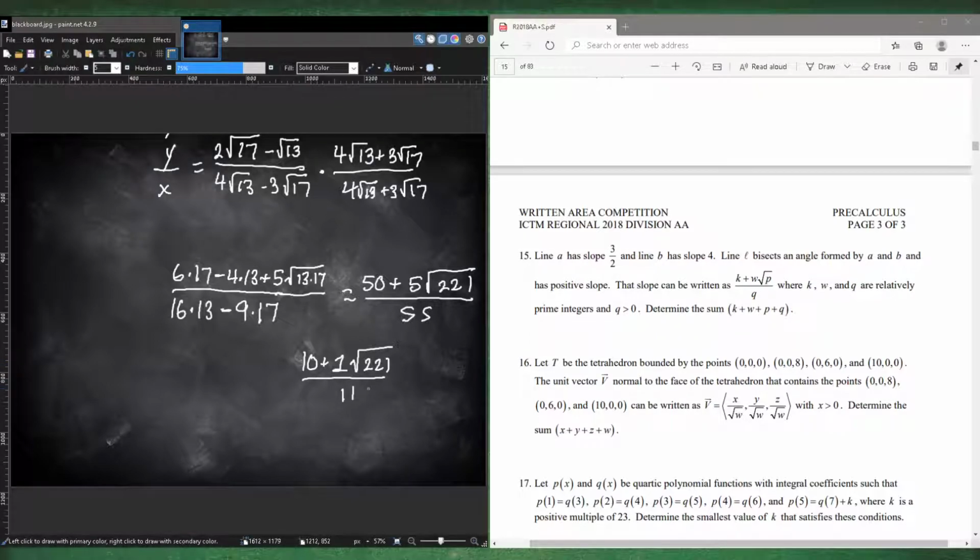So 10 plus 1 plus 221 plus 11. And you should get a value that is equal to 243. Okay, so that's our answer for 15.